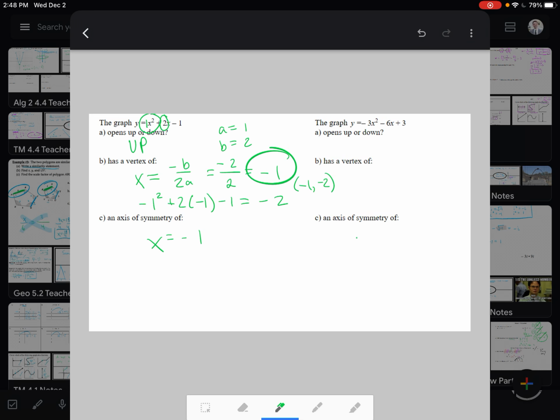So again, your job here is to do the exact same thing. See, does it open up or down? We have a negative first term, so that tells you that we go... You fill in that blank. Next, for our vertex, do the same thing. Negative b over 2a. Well, let's identify a and b from our equation over here. And then finally, the axis of symmetry is, again, just a repeat of the x value of the vertex.